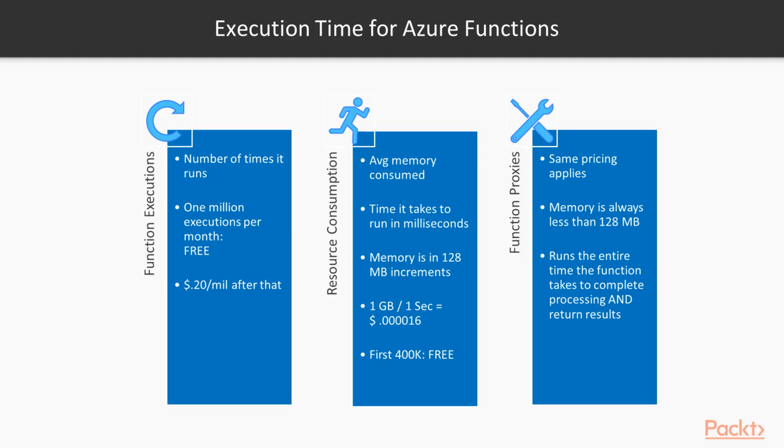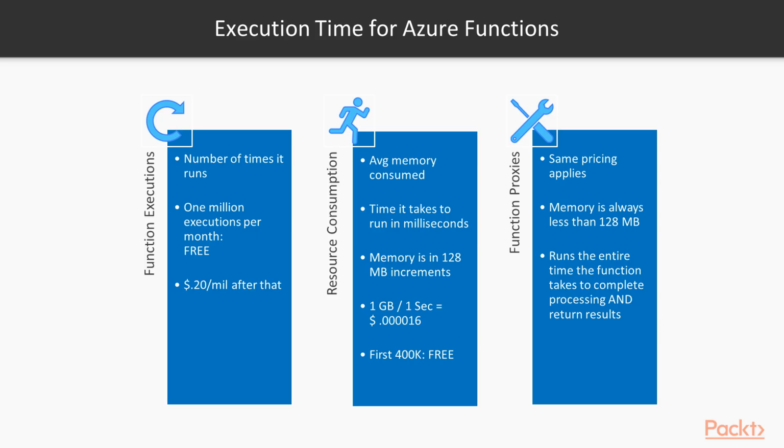But your first 400,000 gigabyte-seconds are also free. So between the executions and the consumption, you're really going to have a lot of development time where you're not having to pay for those functions until it's really into use and in prod. The function proxies are also an Azure function that uses an HTTP engine. And that HTTP will always use less than 128 megs, but the same pricing applies. It also runs the entire time that the function takes to complete processing and return results.